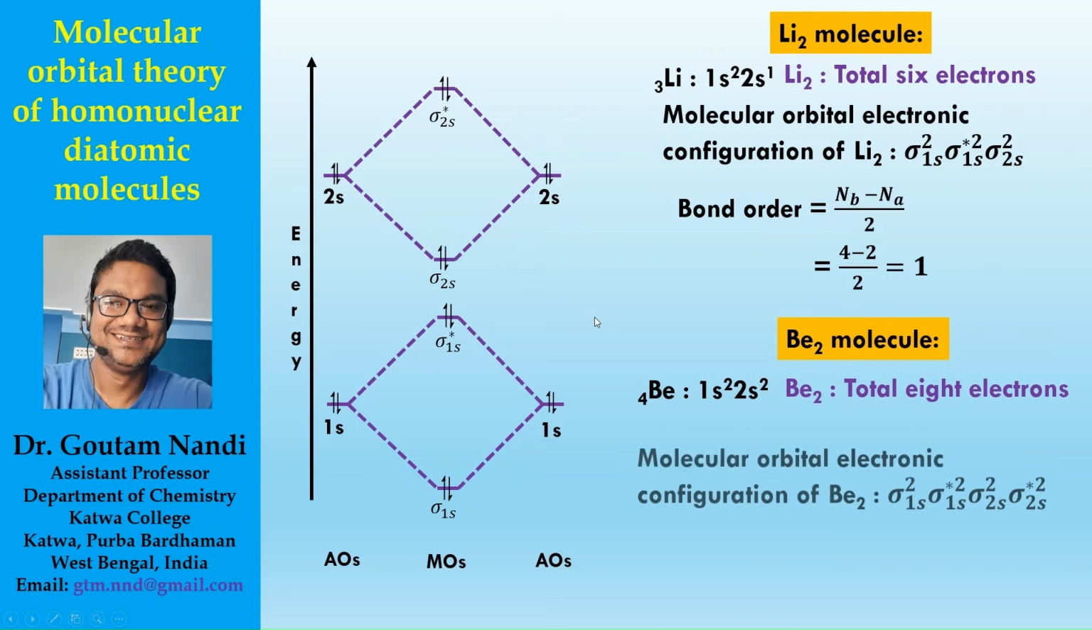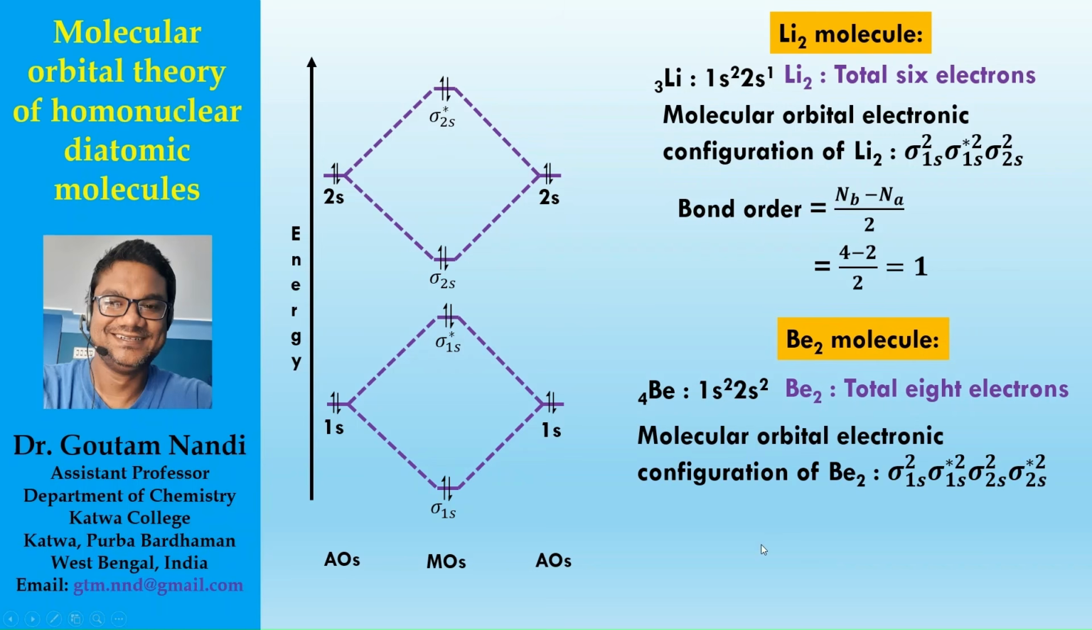So what will be the molecular orbital electronic configuration? It will be sigma 1s2, sigma star 1s2, sigma 2s2 and sigma star 2s2. So there are 4 electrons in the bonding molecular orbitals and 4 electrons in the anti-bonding molecular orbitals. So what will be the bond order? It will be 4 minus 4 divided by 2 equal to 0.